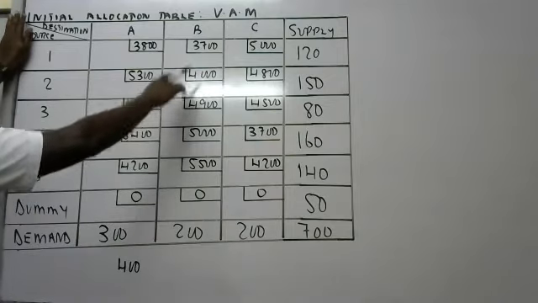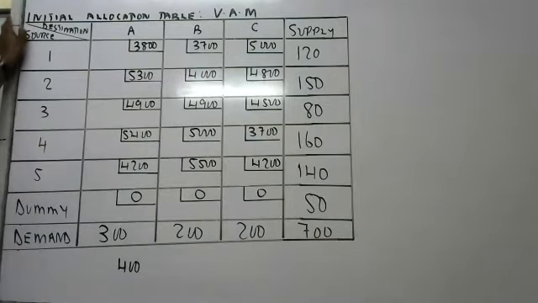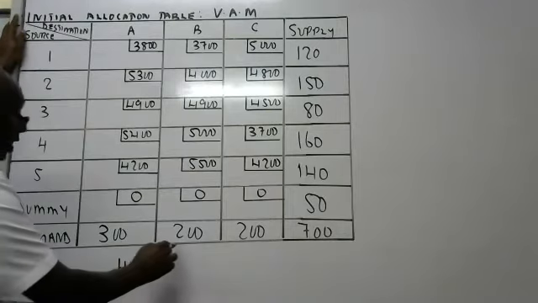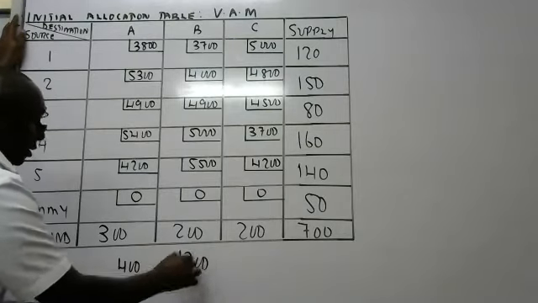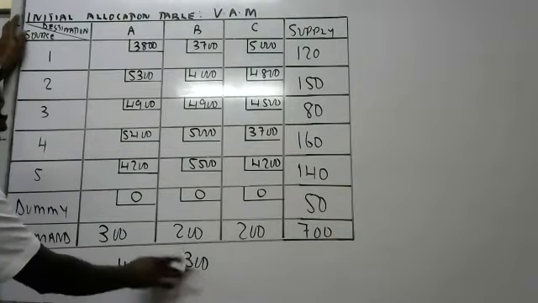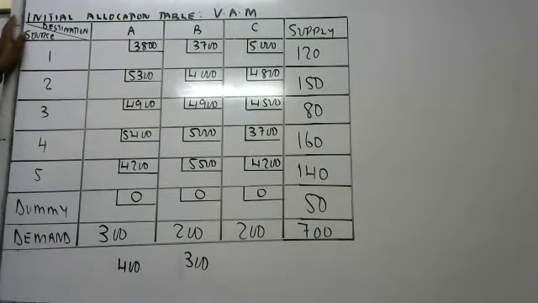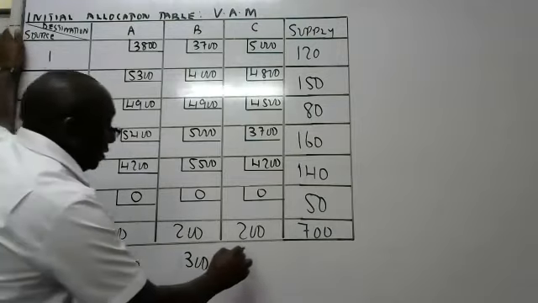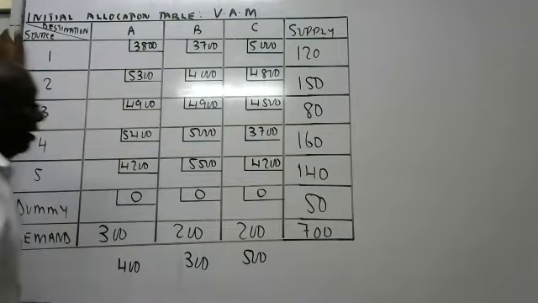When you go to B, the smallest is 37, followed by 4,000. So a difference of 300. When we go to C, the smallest is 37, followed by 4,200. So a difference of what? 500.